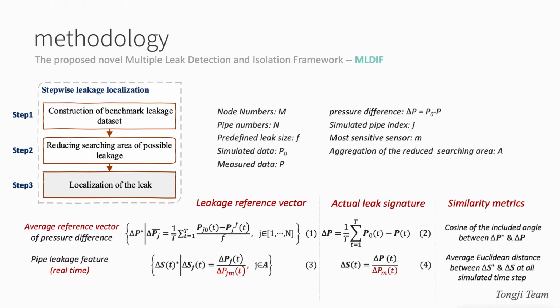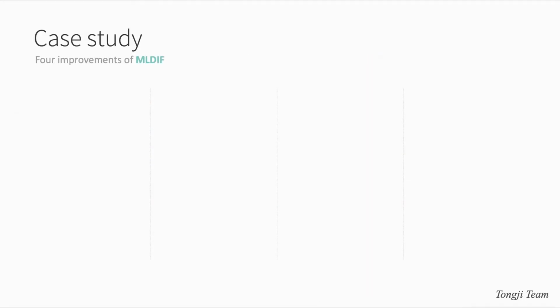In the last step, we performed hydraulic simulation for cases when the real-time leakage happens on each pipe obtained in step 2. The quantity of leakage can be estimated in the identification part. Then the hydraulic feature of pipe leakage at every time step can be computed by equation 3, while the feature of real leakage can be obtained by equation 4. By ranking the average Euclidean distance between delta S and delta S star, the most likely leaky pipe can be figured out.